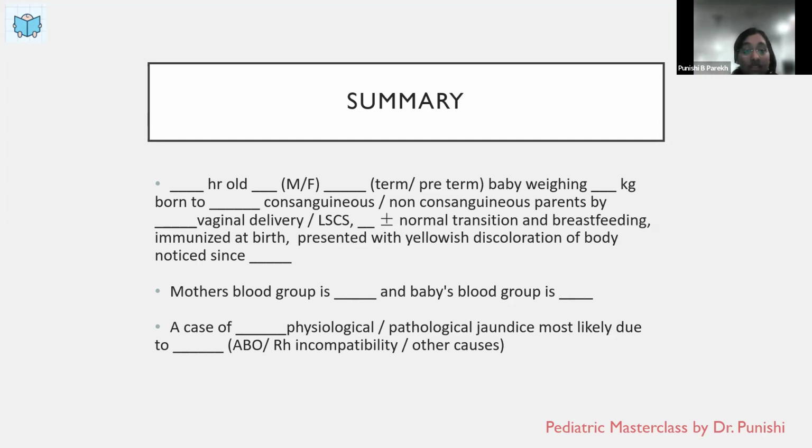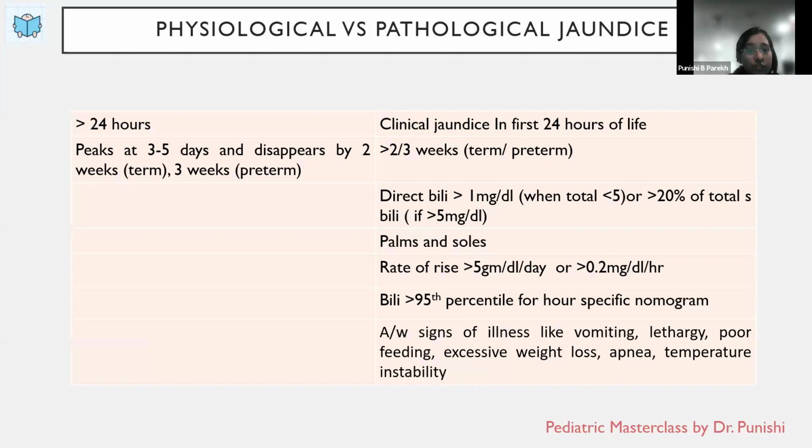You need to fill in the blanks depending on what your case is, but I'll just quickly go over what is physiological and what is pathological jaundice, just to complete the discussion on the summary. So physiological jaundice is always seen after 24 hours of life, and it usually peaks about 3 to 5 days and disappears by 2 weeks in a term and 3 weeks in a preterm baby. Whereas if you have jaundice presenting within the first 24 hours of life, it is always pathological. If it persists for more than 2 weeks in a term or more than 3 weeks in a preterm, again you're thinking of pathological jaundice.